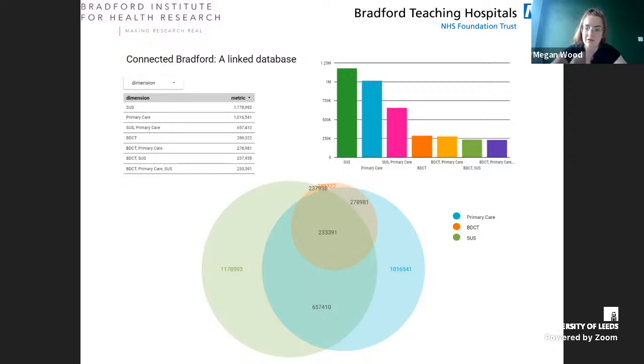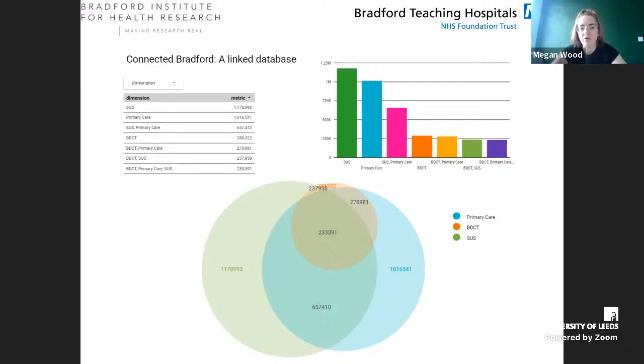So here in the Venn diagram, we can see the overlap of individuals across these 3 data sets. As you can see, primary and secondary care, the blue and green circles, are the largest. So we have the most amount of individuals within these, over 1 million citizens within these 2 data sets, while BDCT is a lot smaller in orange, but still quite substantial as far as samples go.